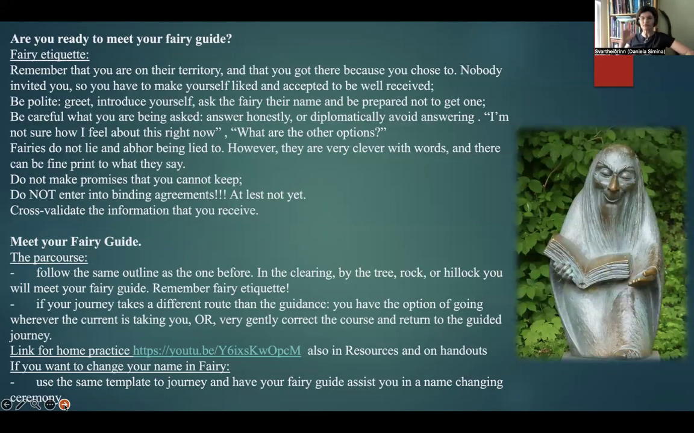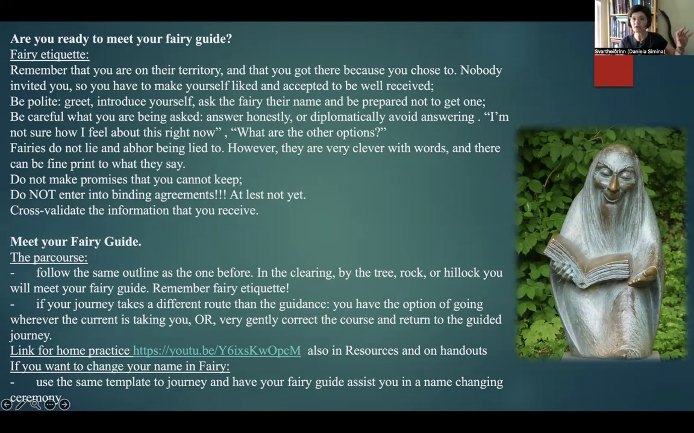So this was a very brief tour. This is how you will get to a fairy space through a journey type of meditation. Before meeting your fairy guide, which is going to happen next, there is some fairy etiquette good to know, whether it is for this journey or for further fairy encounters.